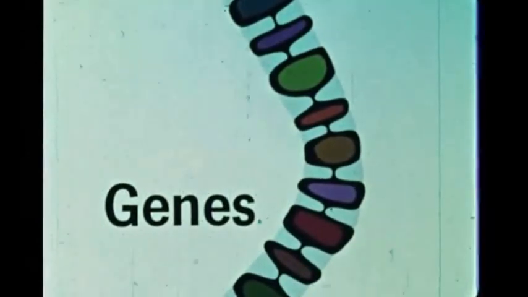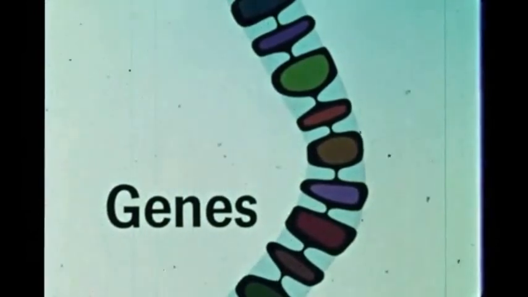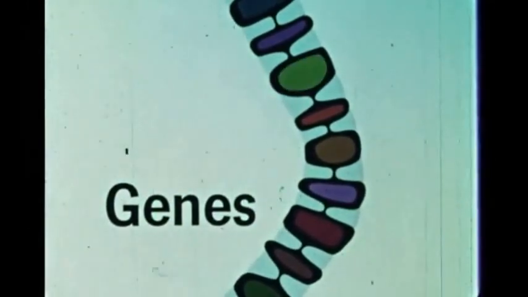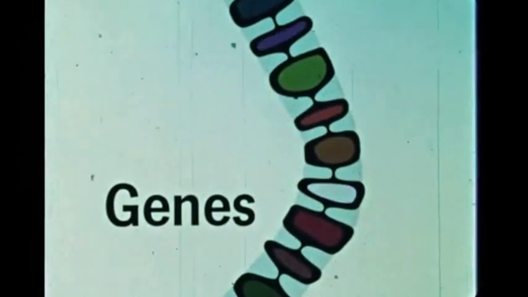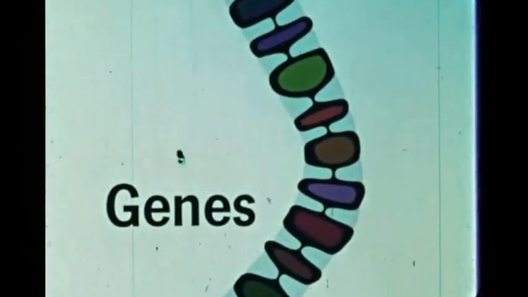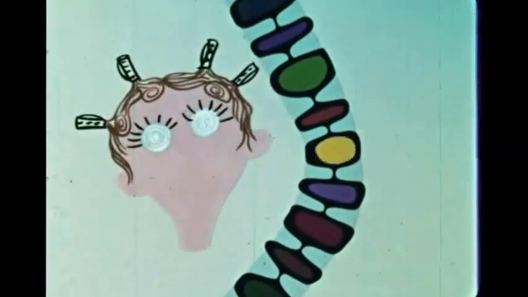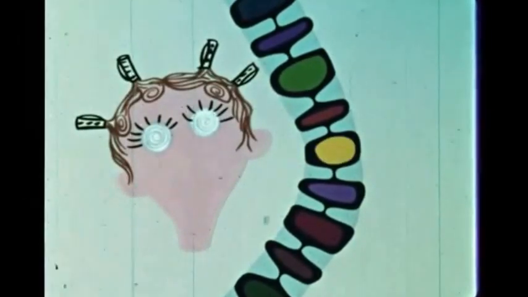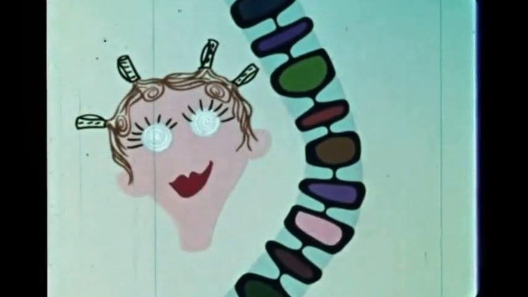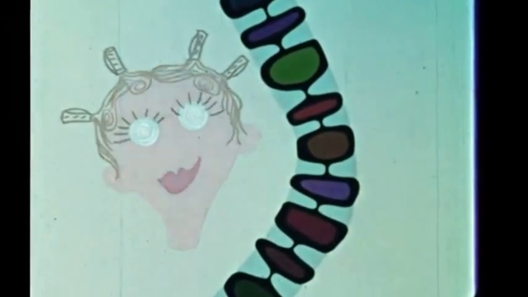Is there one gene for each thing we inherit? Some of our inherited characteristics are determined by a single gene. Other characteristics result from the action of several genes working together. Here in this chromosome, for instance, might be a gene which influences eye color. Further down, a gene affecting hair type and color. Here, a gene for the shape of lips, and genes which control countless other traits.